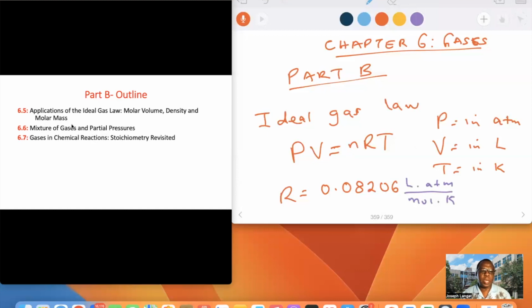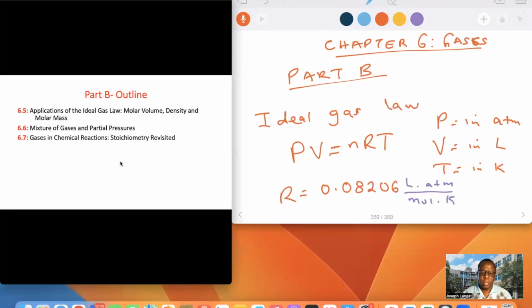In 6.6, we look at gases and partial pressures. We look at Dalton's law of partial pressure, and lastly in part B, we look at the stoichiometry of reactions involving gases. We'll also revisit the balanced equation, what the coefficients in the balanced equation mean in terms of reactions involving gases. So sit back, have your calculators and your notebook, and make sure you take notes, all right?